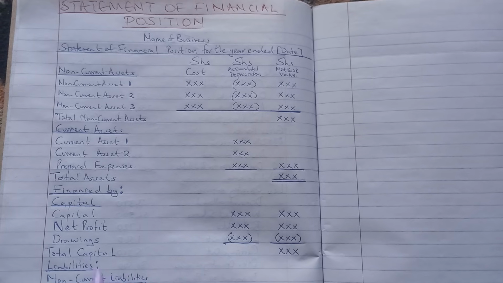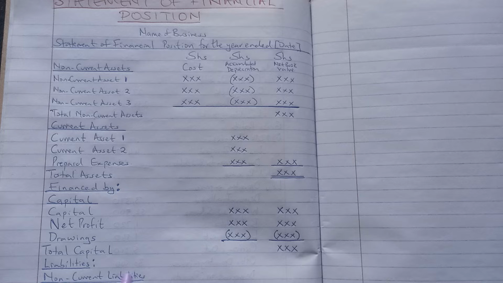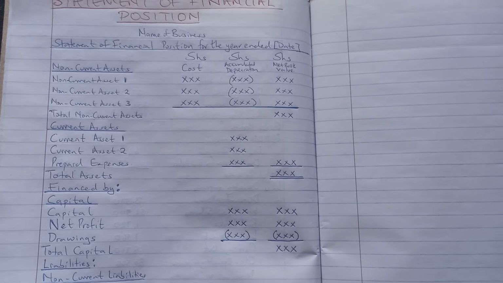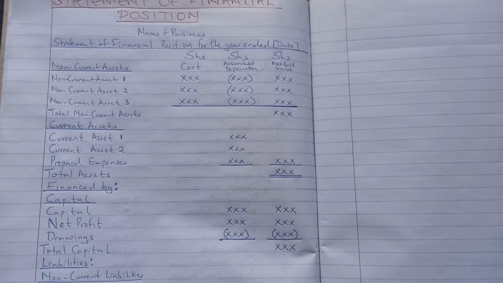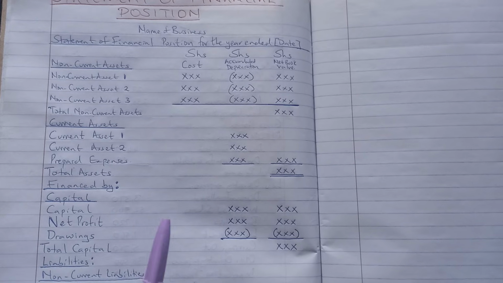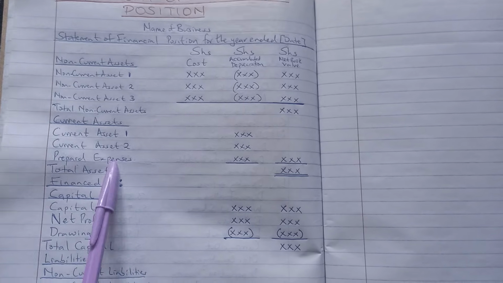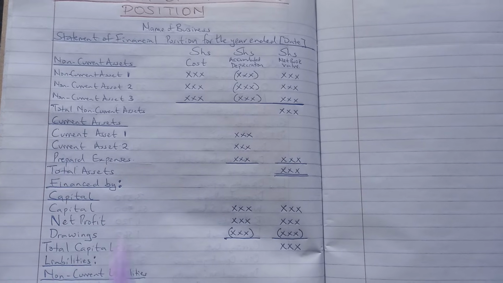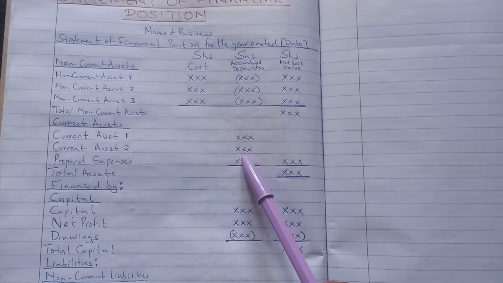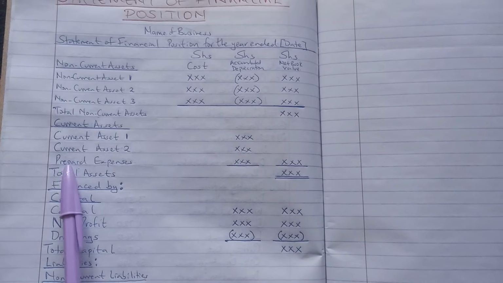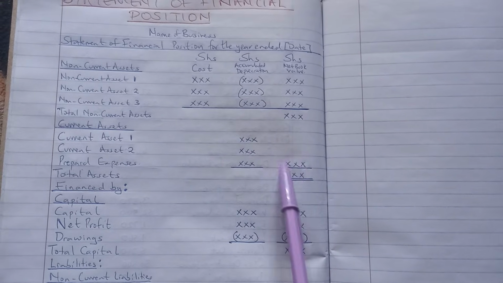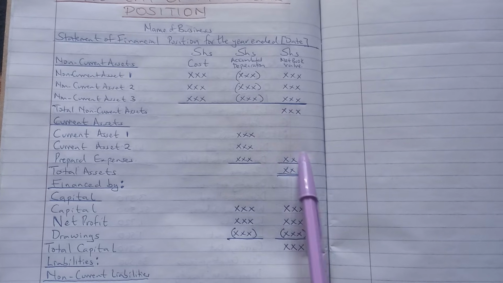If you haven't seen our video on income statement, please go through that video first before you see this, because we will be using the question which we did on income statement to do the statement of financial position. In that video you saw that there were some expenses which were prepaid, and that excess amount is what is recognized as a current asset, the prepaid expense. If you add them, you get the total current assets.